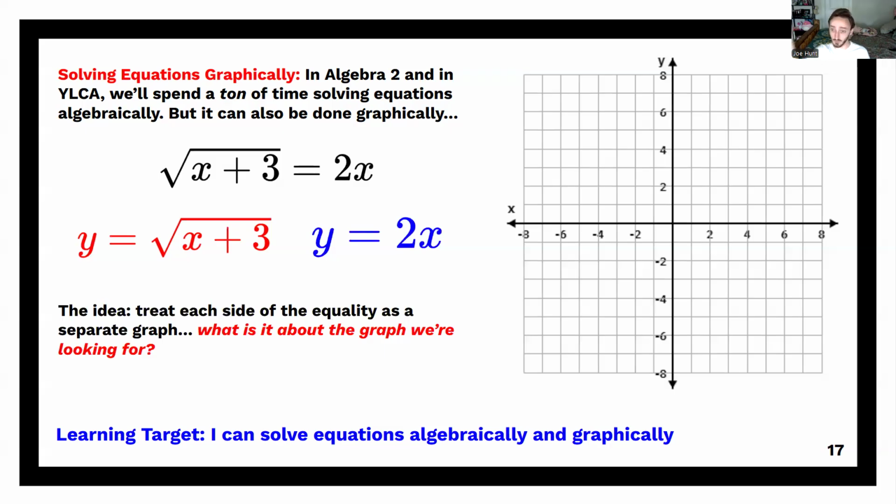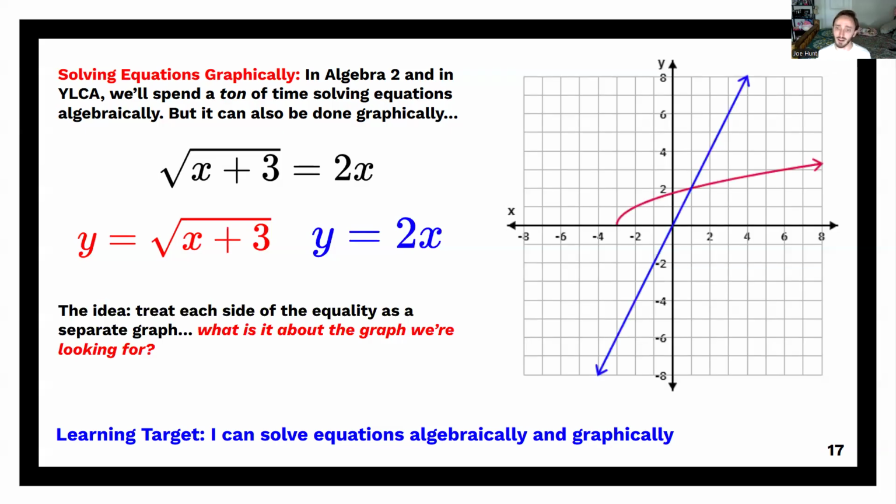Y equals 2x is a linear function with a y-intercept of 0, so I start at the origin and go up 2 over 1. The square root function starts at the origin, but it's going to go left 3 units, and I graph that using the pattern of transformations for a square root function.